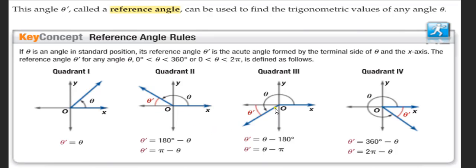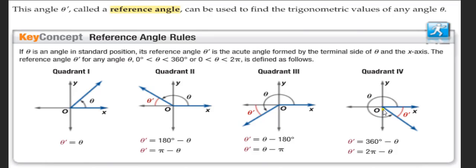Now, what if the terminal side is in the third quadrant? Then this whole thing is theta right here. Now, theta prime, the reference angle, is from the terminal side to the x-axis. So this becomes theta prime. Remember, theta prime has to be an acute angle, which means it's between 0 and 90. So how do you get theta prime? Well, it's going to be theta minus 180. That is going to be theta prime.